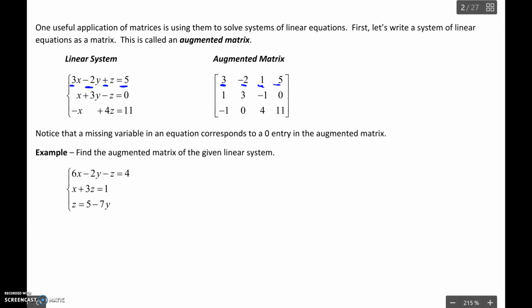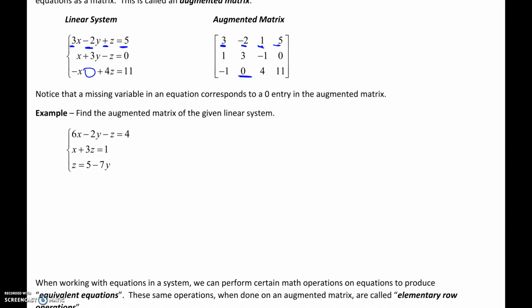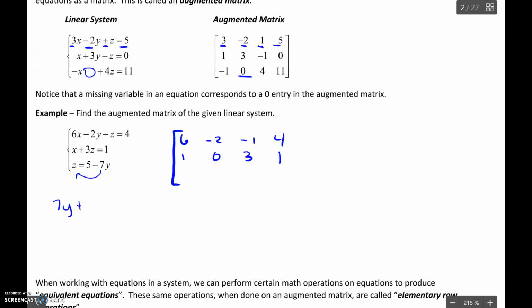Notice that a missing variable, like we didn't have a y right here, is just going to be a 0 entry in the augmented matrix. So first example, find the augmented matrix. So our matrices have brackets, 6, -2, -1, 4, 1. We don't have a y, so that's 0, 3, 1. And then we need these to be over here. So 7y plus z equals 5. So 0, 7, 1, 5. That's our augmented matrix. That's the word for that.